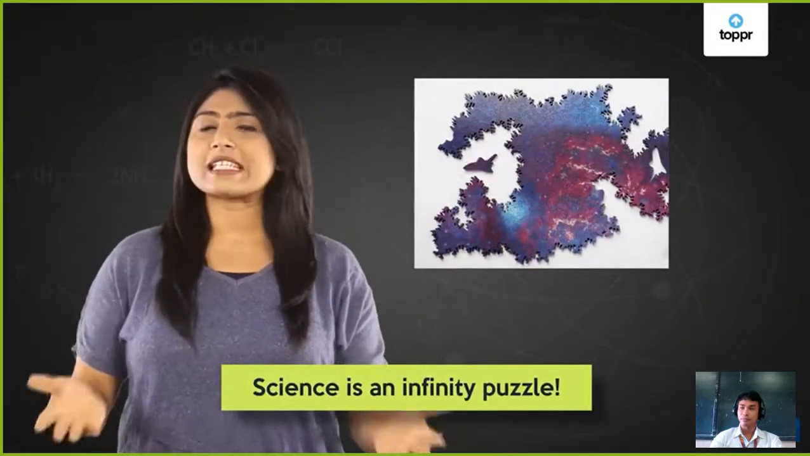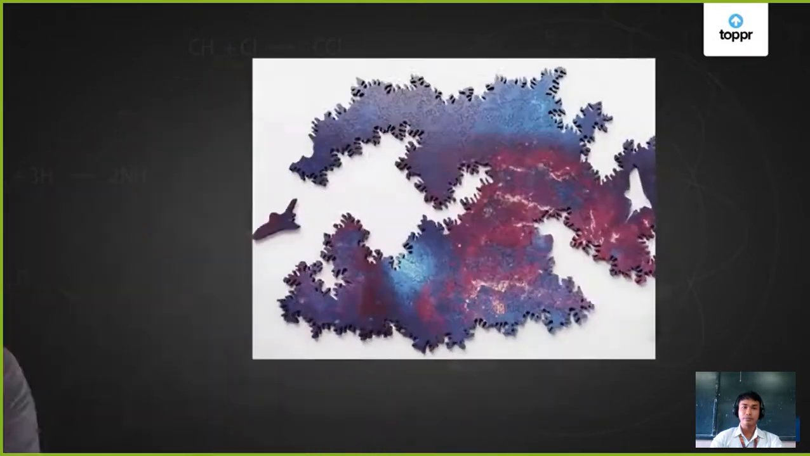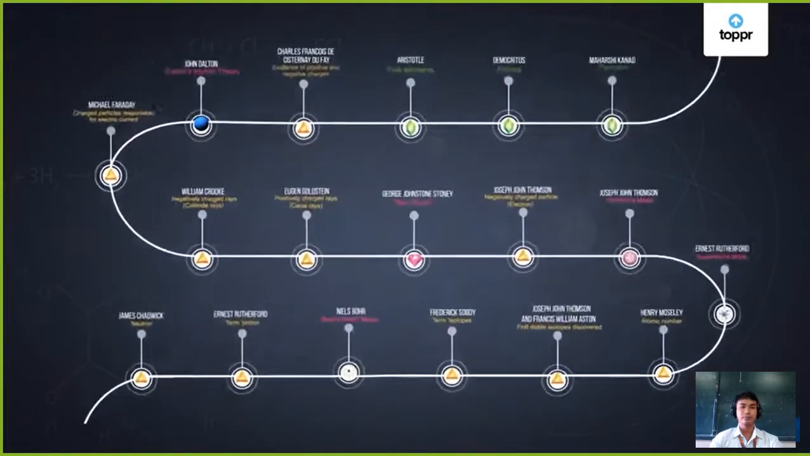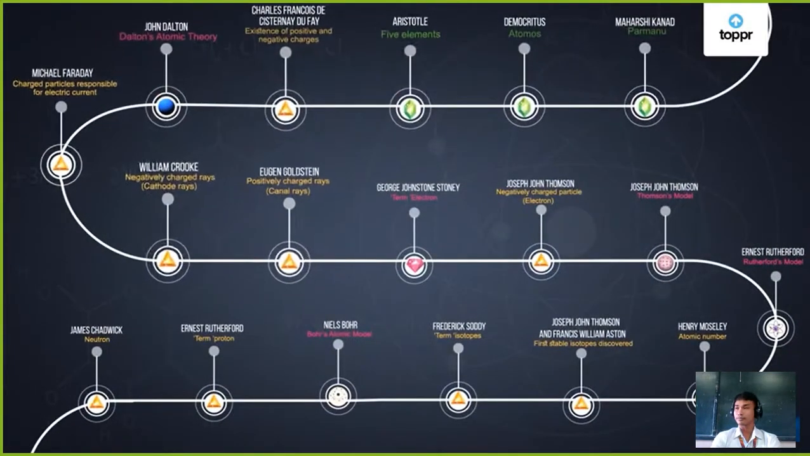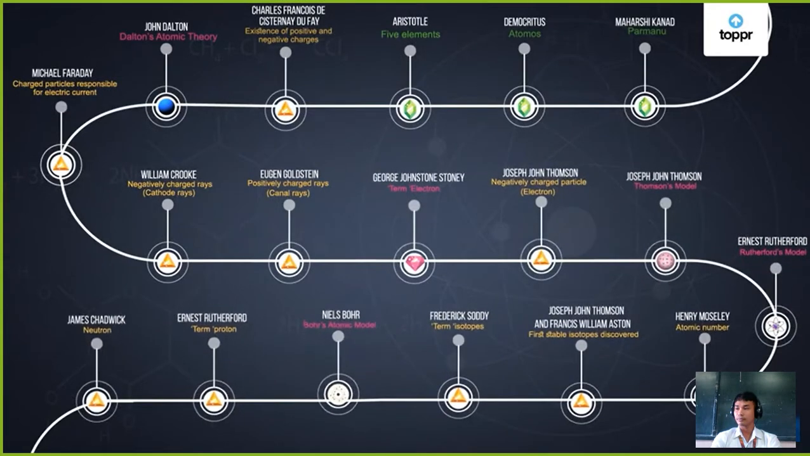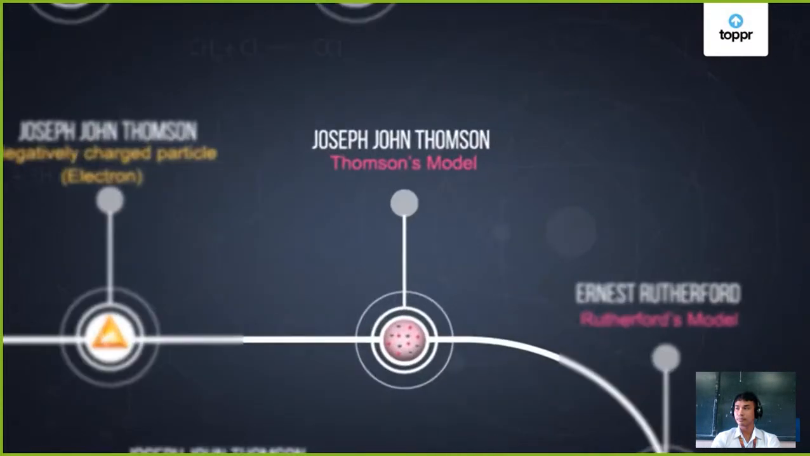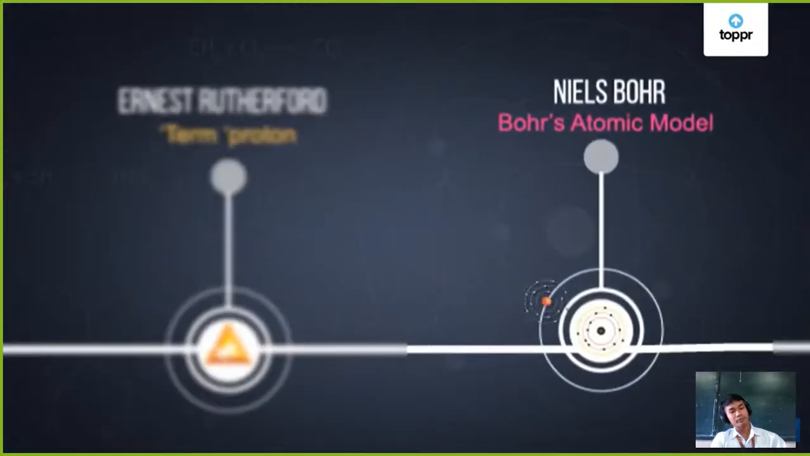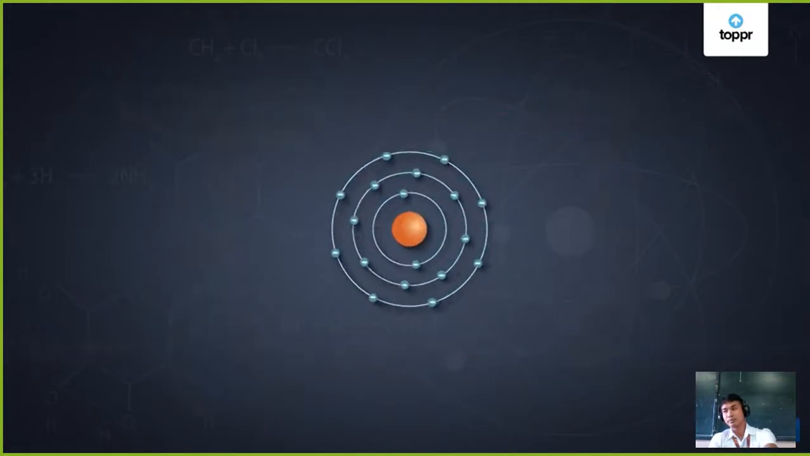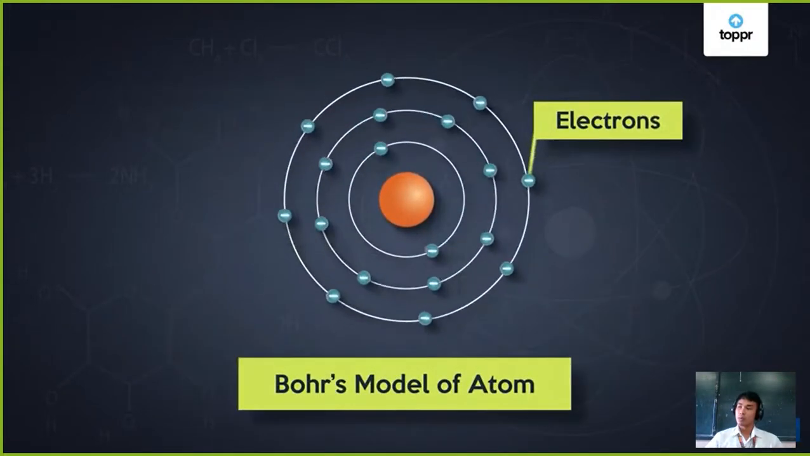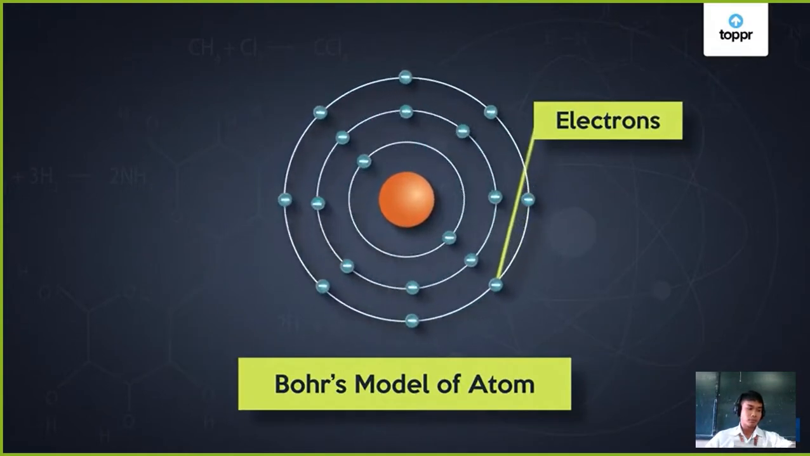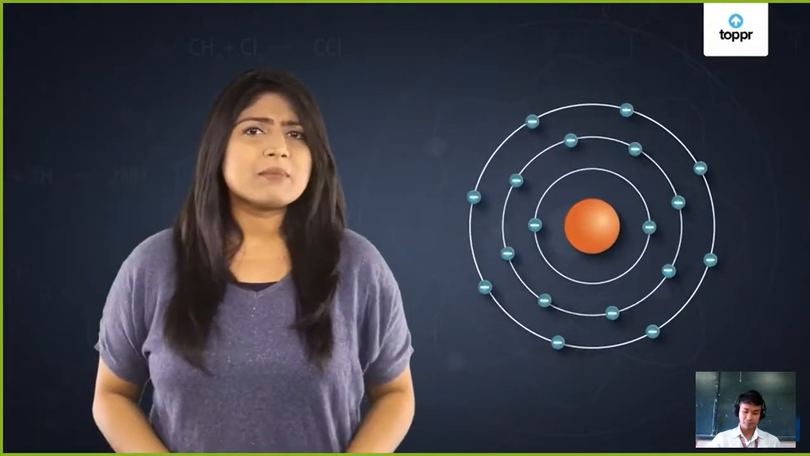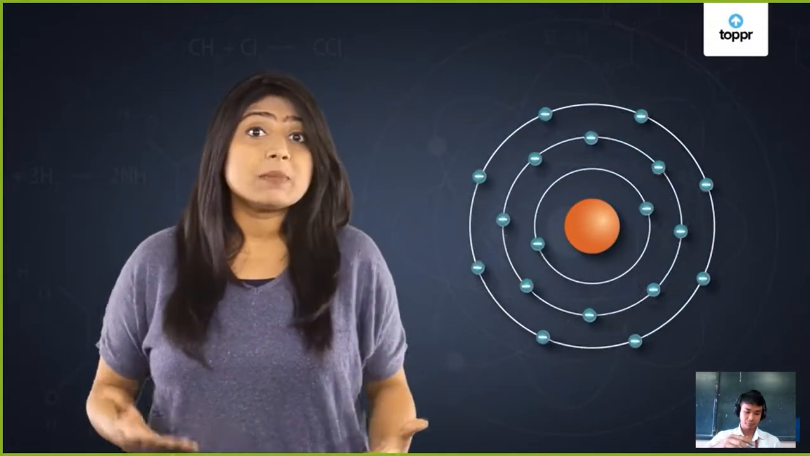Science, my friend, is an infinity puzzle. There's always a missing piece and the puzzle never ends. In the previous videos, you've seen how challenging it was for scientists to figure out the structure of atom. What Thomson's model couldn't explain, Rutherford's did. And where Rutherford's model failed, Bohr's model came along. Bohr's model explained that electrons in an atom revolve in specific energy shells around a positively charged nucleus. It finally seemed like the structure of atom had successfully been deciphered.